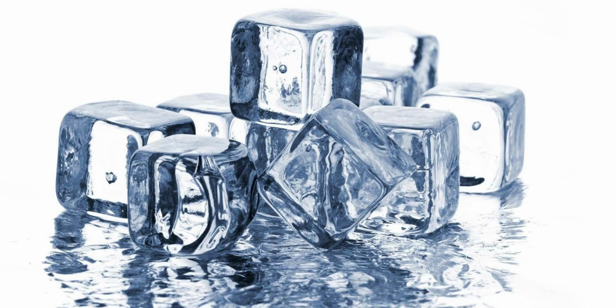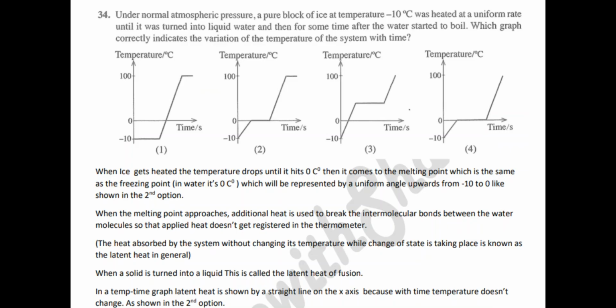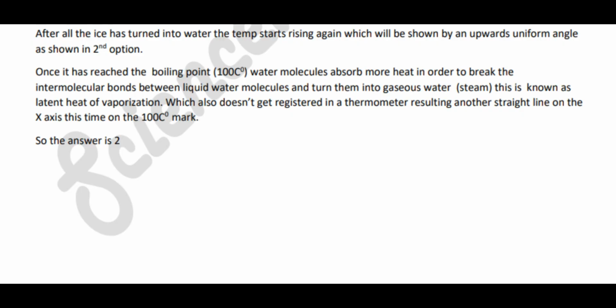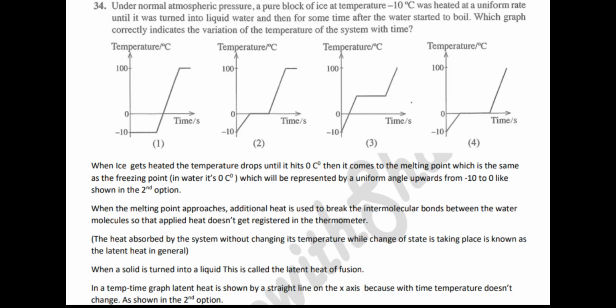When ice gets heated, the temperature rises until it hits 0 Celsius. Then it comes to the melting point, which is the same as the freezing point, which in water is 0 Celsius, which will be represented by a uniform angle upwards from -10 to 0, like we show in the second option. Until it hits 0, it's going to be uniform.